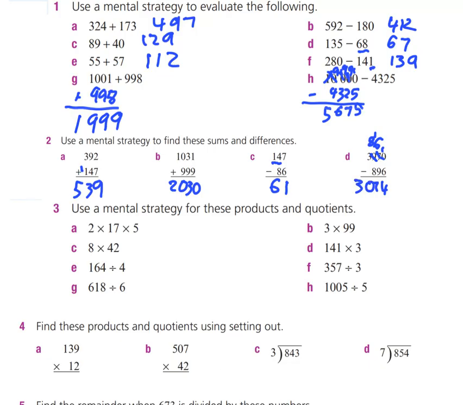For the next one, just try to find whatever shortcuts you can. I see that 2 and 5, multiplied together, make 10. 17 times 10 will just mean adding a 0 across, because you move the decimal place 1 across. 8 times 42, I know that 8 times 40 is 320. 8 times 2 is 16. 320 plus 16 is going to be 336. It's just really knowing the times tables. 8 times 4 is 32. 8 times 40 is therefore 320.